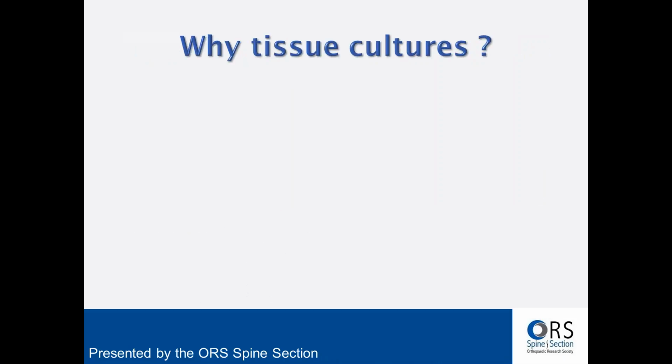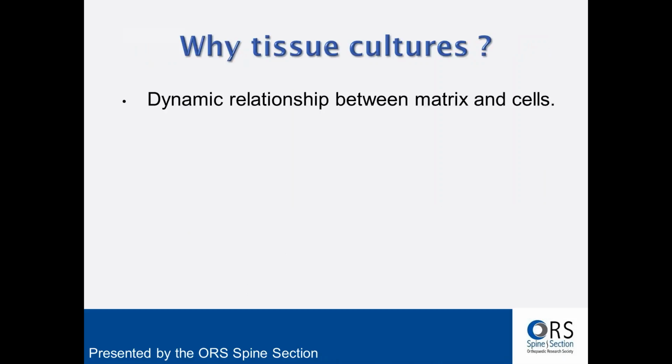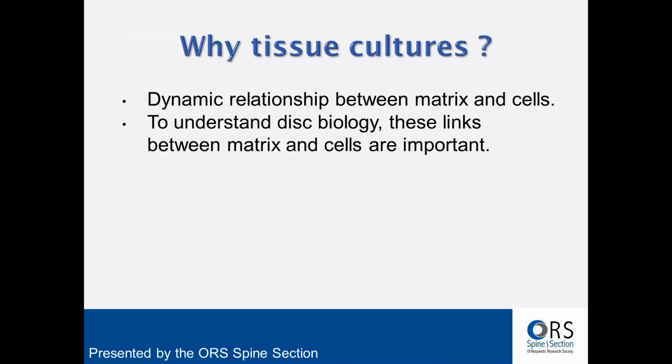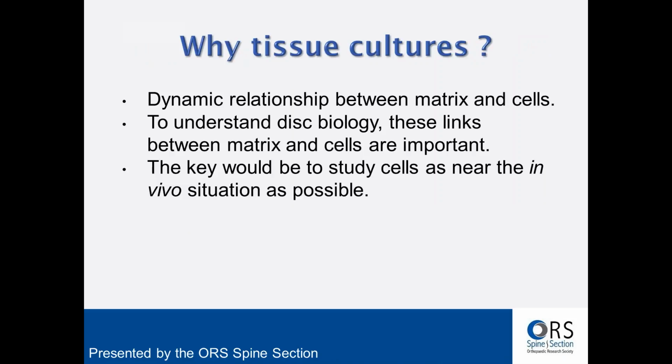So why do we actually want to use tissue cultures at all? What's wrong with just using cells? Well, there is of course a dynamic relationship between the matrix and the cells within our tissues, and therefore in order to understand disc biology, these links between the matrix and cells are essential and important. So the key would be to study the cells as near to the in vivo situation as possible, which of course is within their native matrix, within either an explant or an organ culture system, which we'll go on to later in the webinar.